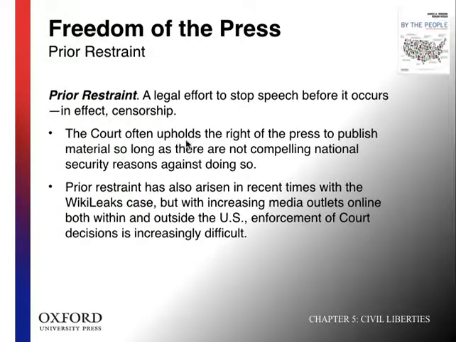The court often upholds the right of the press to publish material so long as there is not a compelling national security reason. Prior restraint has also arisen with the WikiLeaks case, but it's getting increasingly harder to enforce, especially with things being on the internet.